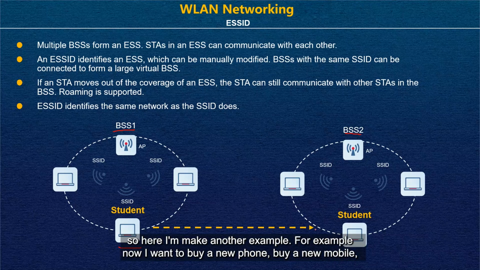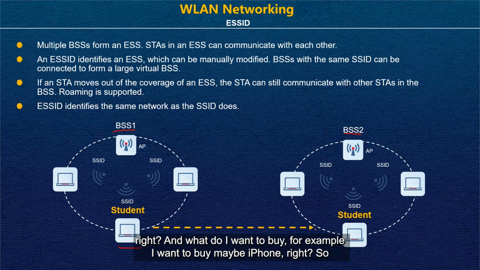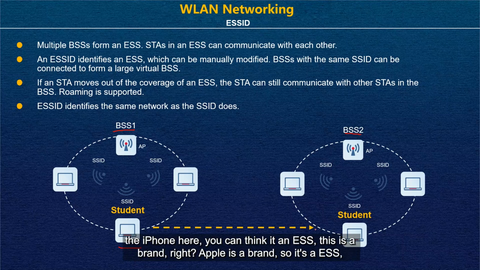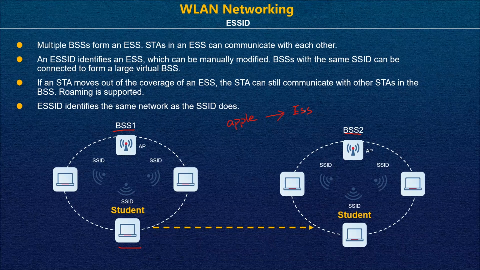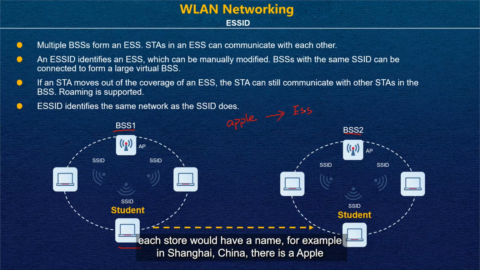So here I make another example. For example, now I want to buy a new mobile phone, and what do I want to buy? For example, Apple iPhones, right? So the iPhone here, you can think of as an ESS. This is a brand, right? Apple is a brand, so it's an ESS. All around the world, Apple has a lot of Apple stores, right? In China, in Shanghai, there is an Apple store.